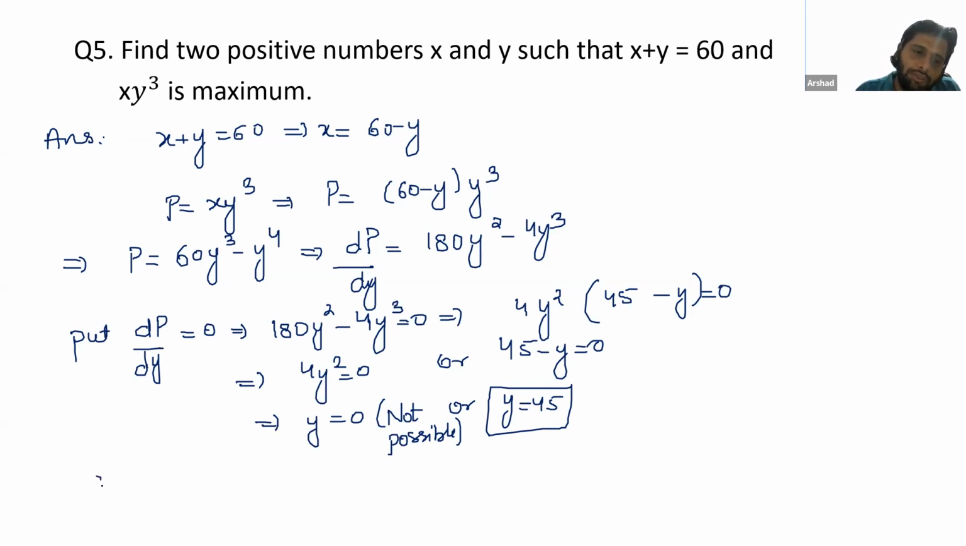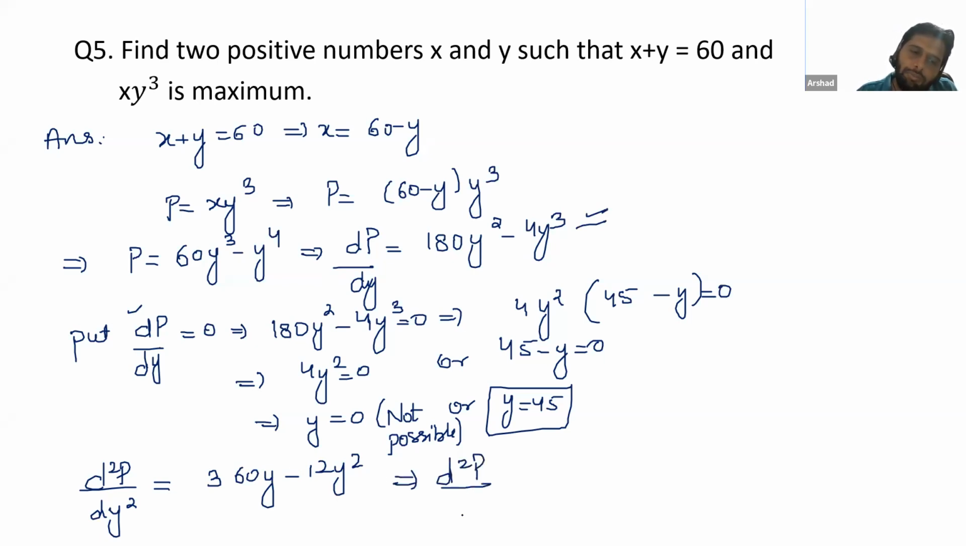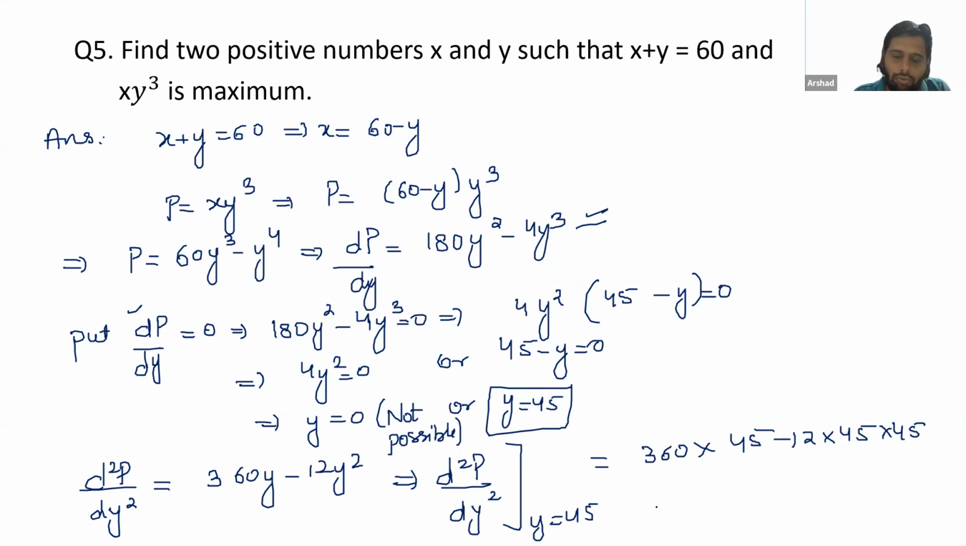Now, differentiate this a second time. This is equal to 360 y minus 12 y square. Okay, we have differentiated this one. Now put this value, d square P by dy square at y is equal to 45. So what answer will you get here? Okay, Zad, very good. Thank you. So 360 into 45 minus 12 y square, I will write 45 into 45. Now you need to do this calculation.